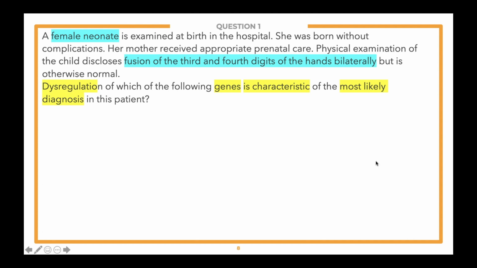We know by looking at the lead-in, which is asking us specifically, dysregulation of which gene is characteristic of the most likely diagnosis. So I think we've got a few steps here to figure out. I think one, we've got to figure out maybe what is the diagnosis here. And then two, what gene is dysregulated in that diagnosis. So I think we've got a nice two-step question here. So what we're going to do, we're going to go ahead and take a look at the answer choices.